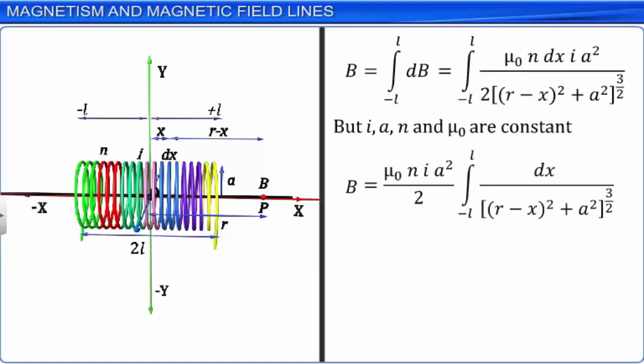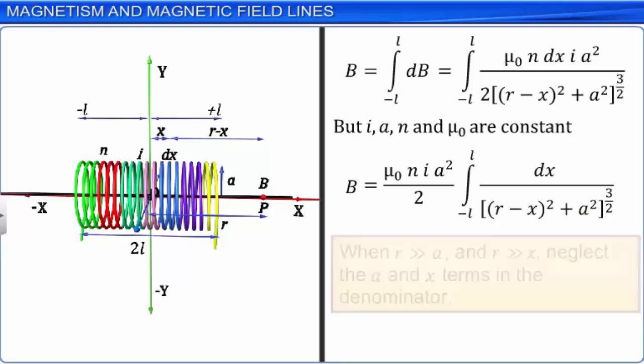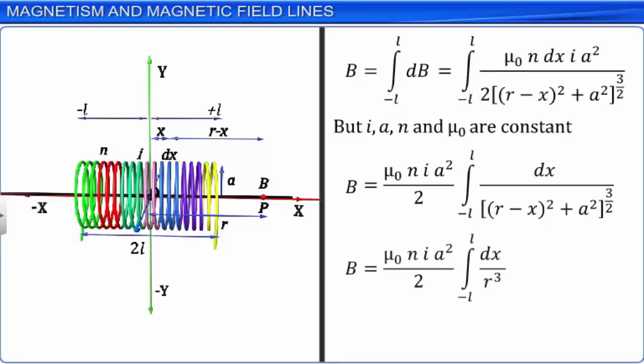When we consider the point on the axis of the solenoid at a large distance, R is much greater than A, and R is much greater than x. Hence, we neglect the terms A and x in the denominator of the expression for B. Then, B = μ0 n I A²/2 into ∫ from -L to L of dx by R³. But the distance of the point P from the origin, R, is constant. Thus, B = μ0 n I A²/2R³ into ∫ from -L to L of dx.